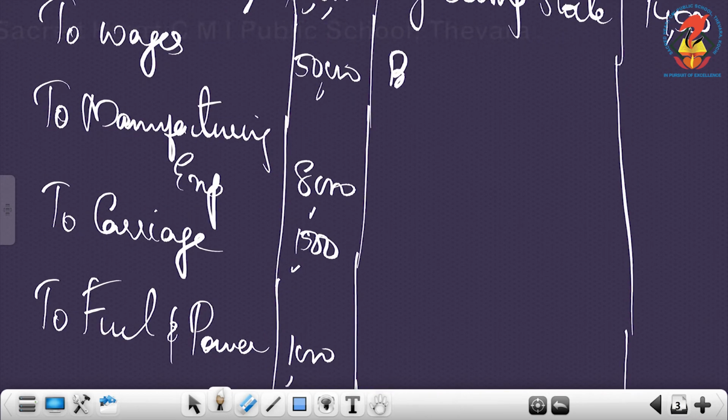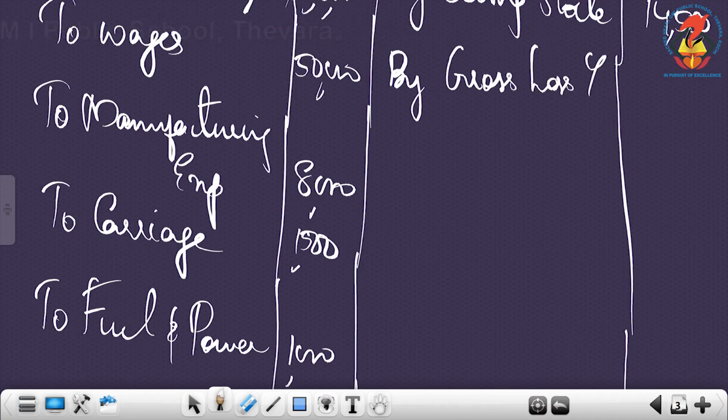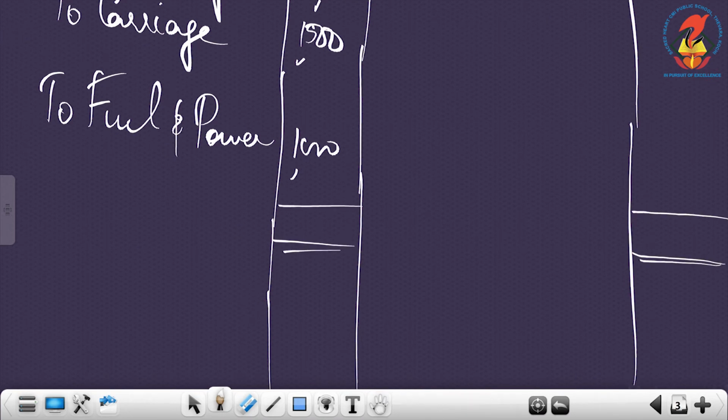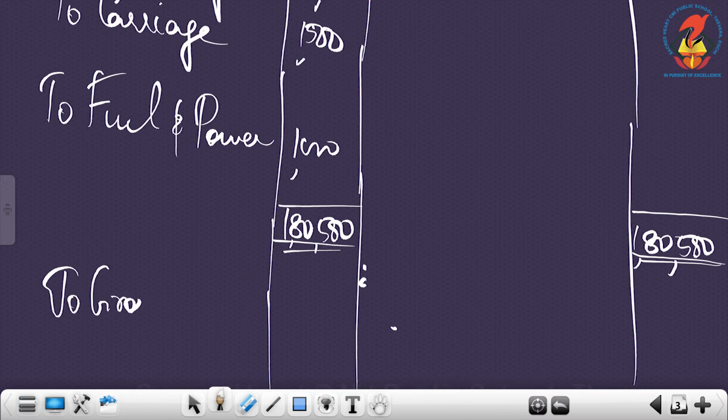So write by gross loss, carry down, it is 5,000. Write the totals and you can close this. 1,80,500. Okay, this is gross loss, so we will take it to the opposite side. To gross loss brought down, 5,000.